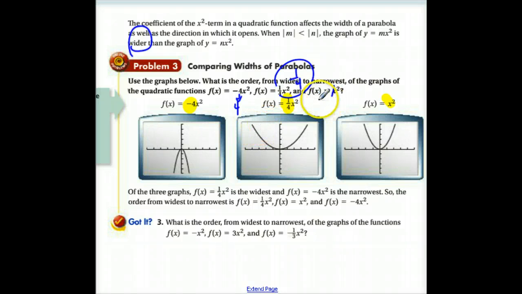Second would be our y equals x squared, right here. This is our second widest, and our narrowest is -4. So use those coefficients. Remember to take the absolute value of the coefficients and don't apply the negatives. The smallest coefficient will have the widest parabola.